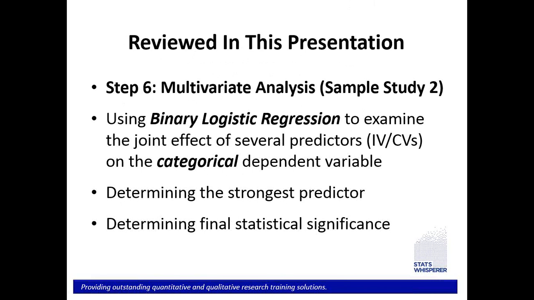So recall, as we said last week, when you put all the predictors in a regression model, some remain statistically significant and some are no longer statistically significant. So they're significant at the bivariate level, but then when the joint effect of all the predictors is examined, some are no longer statistically significant. So that's referred to as our final statistical significance.